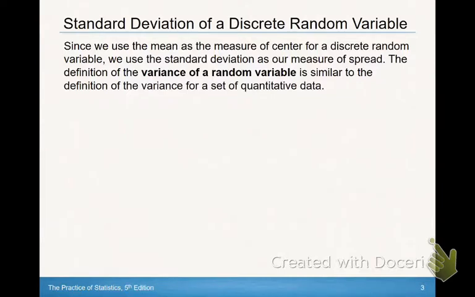So since we use mean as a measure of center for a discrete random variable, we use standard deviation as our measure of spread. The definition of the variance of a random variable is similar to the definition of the variance for a set of quantitative data that we saw in the past.